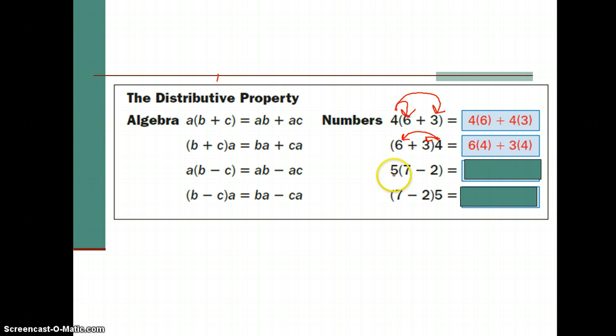The same holds true if there is subtraction inside the parentheses. The number that's being multiplied on the outside can be multiplied or passed out to the number inside the parentheses. So I can do 5 times 7 minus 5 again times 2, and then 5 times 7 minus 5 times 2.